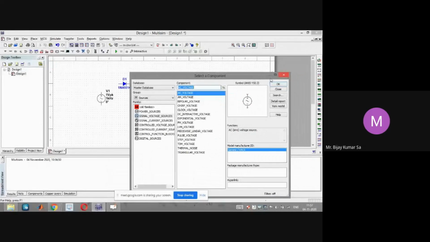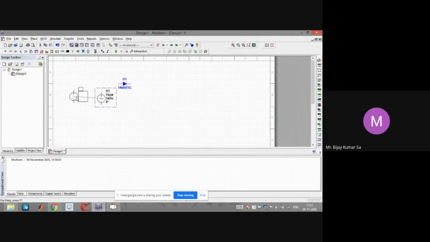Okay, I have got a signal voltage source. Under signal voltage source, I got the AC voltage source. This is a sinusoidal source which will give me a 1 kilohertz sinusoidal signal of peak value 1 volt. So I will connect it to this diode in the way we connect for a half wave rectifier.